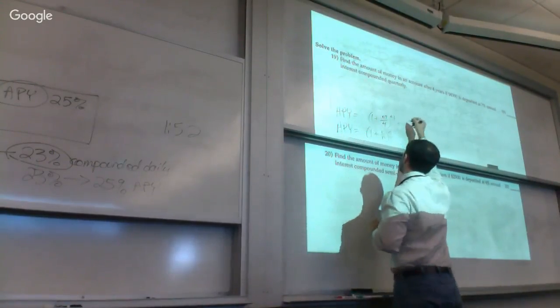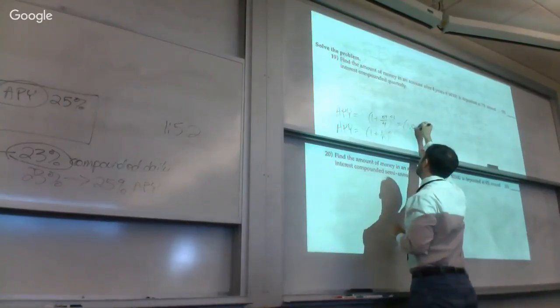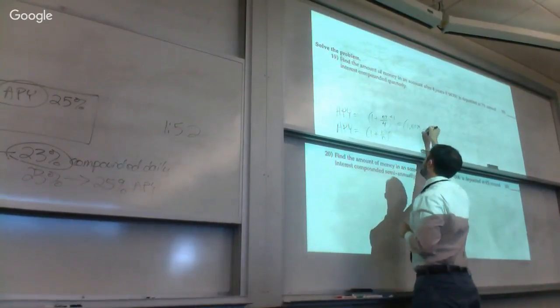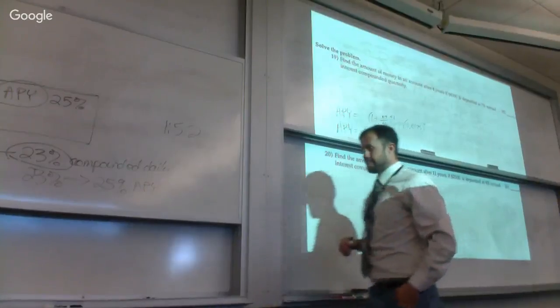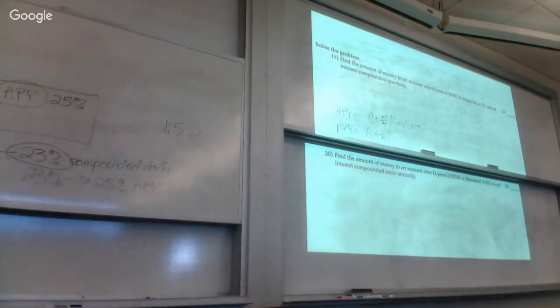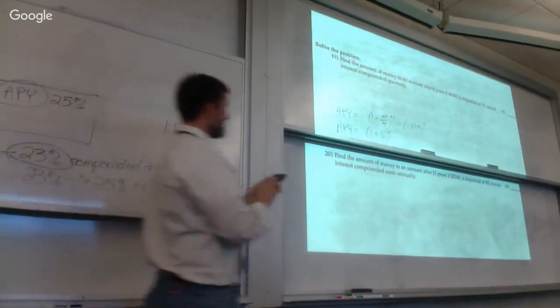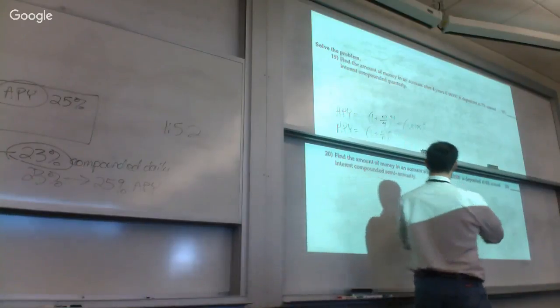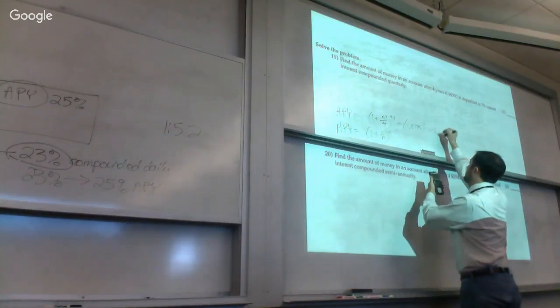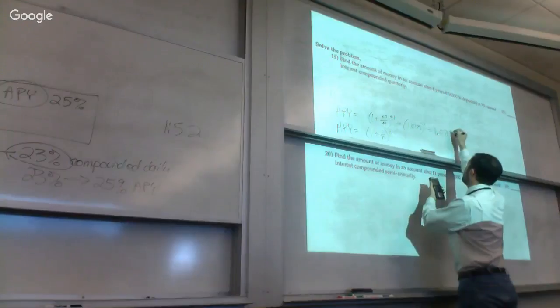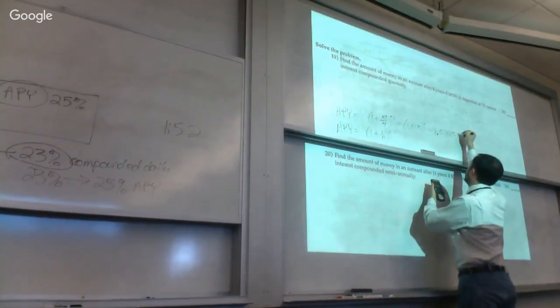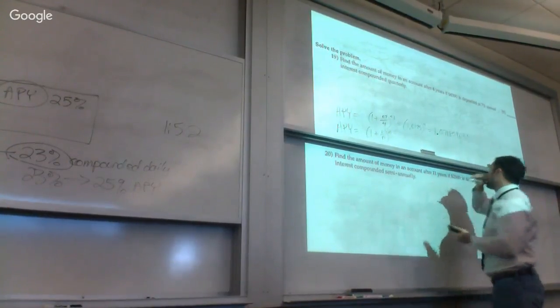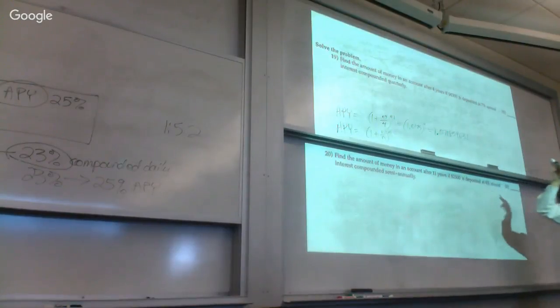So let's go ahead and calculate. That would be 1.0175 to the power of 4. Go ahead and compute that on your calculator. And it turned out to be 1.0718 and so on. So how do we look at that answer and get the APY?